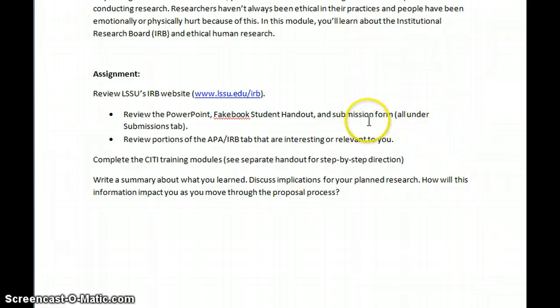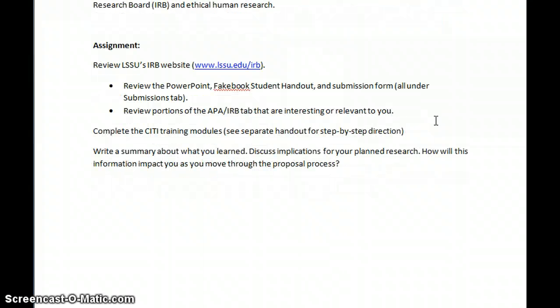I'd also like you to look at the submission form for the IRB. There's two versions of this form, and they're both the same form. One is a PDF and one is a Word document. So again, whichever method you prefer to look at, you can look at either one. But look at the submission form and just get an idea of what you would need to complete if you were to actually perform research and need the IRB's blessing.